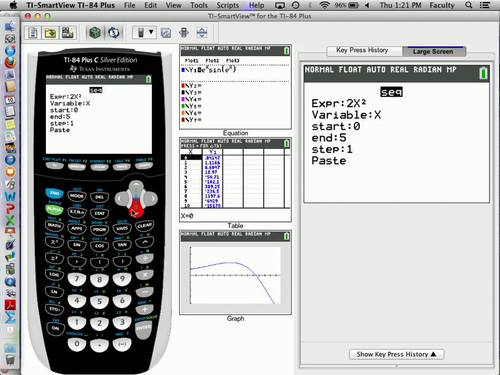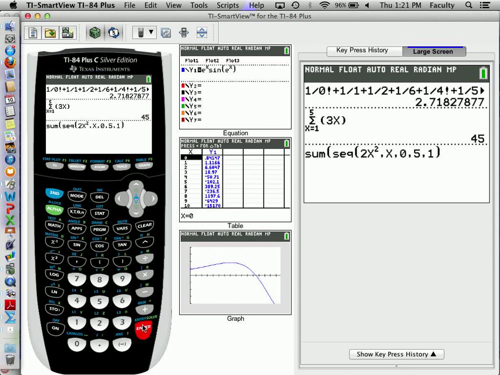So do you see on the front board, I've already written it out. And if I press enter, yours should look like this, okay? TI-83 people, do you have this? Yes? 2x squared, comma x, 0 to 5, and you're going by ones, and you should get 110. Did you all get 110s?